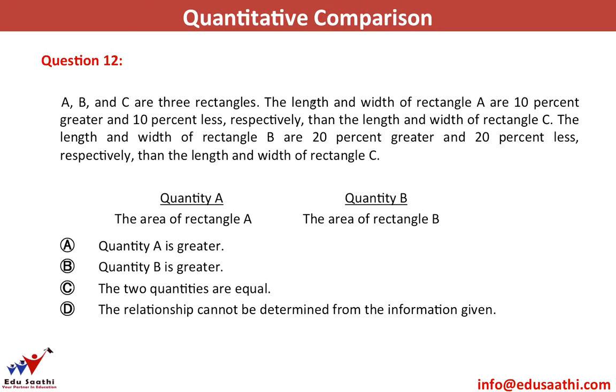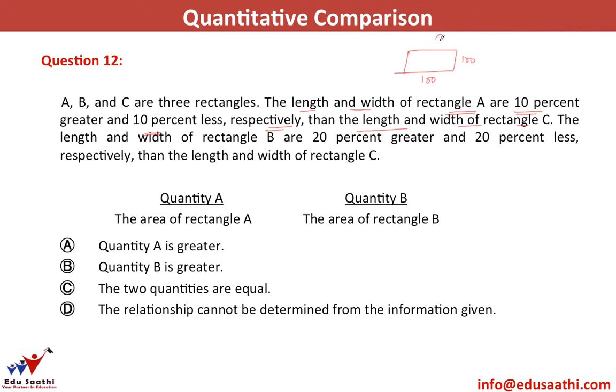Let's look at another question. A, B, C are three rectangles. The length and width of rectangle A are 10% greater and 10% less respectively than the length and width of rectangle C. So I need to know the length and width of rectangle C. An easier way for me to do these kinds of questions is to just plug in values. I can assume the length to be 100 and the width to be 100 as well. Now you must be thinking that it is a rectangle, so why am I assuming the length and width to be the same? Who says I cannot? A square is a special case of a rectangle. So I can always use the same values to get to an easy answer.